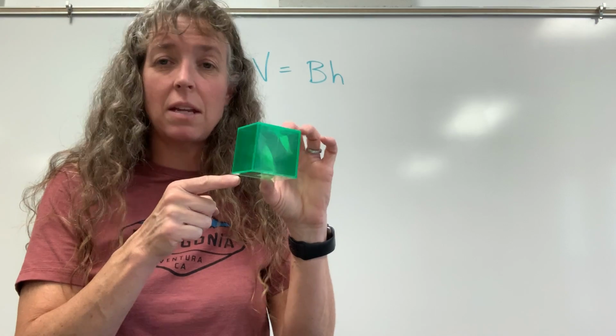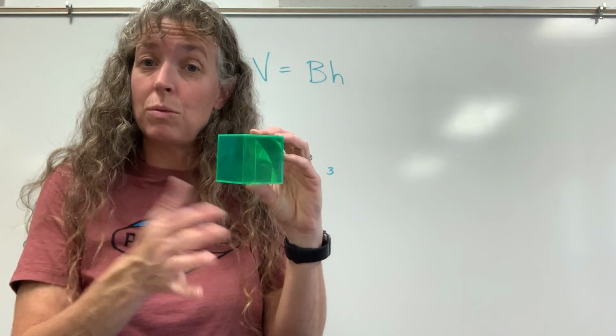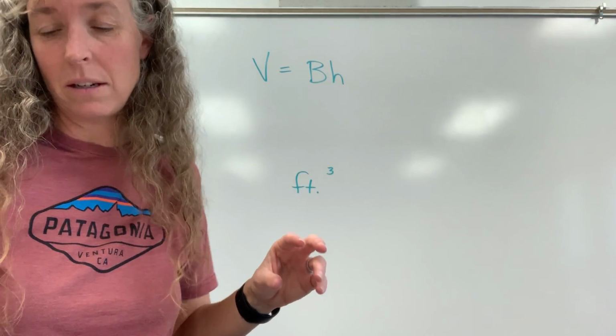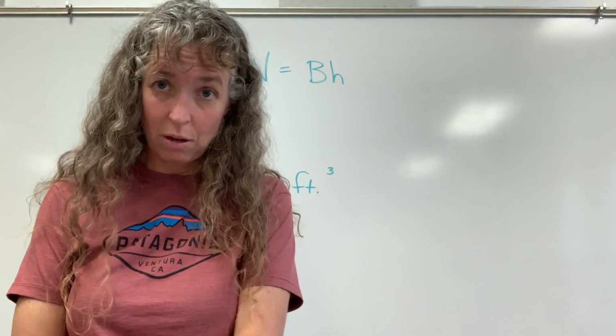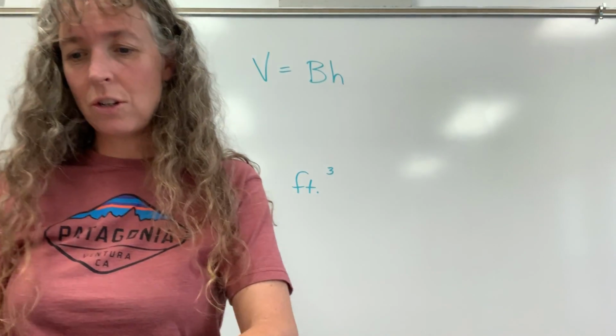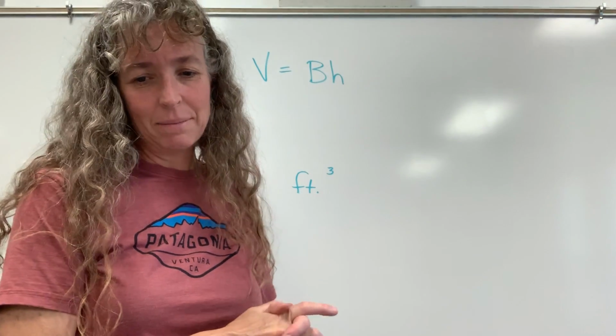So 10 times 10 times 10, or 10 cubed, would be your answer, which is 1,000, right? And we label it centimeters cubed. Okay, let's turn to example C.